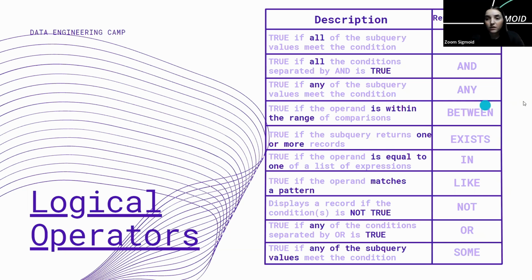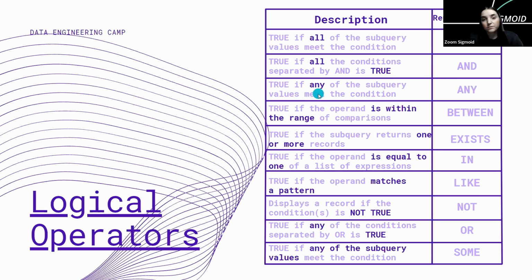Moving next to our logical operators, we have ALL. ALL is true if all the subquery values meet the conditions. We have AND. Maybe you are familiar with bitwise AND: when both, let's say, are true, then it meets the condition and it's true. In other cases, if only one operand is false, then it's false. So it's true if all the conditions separated by AND are true.